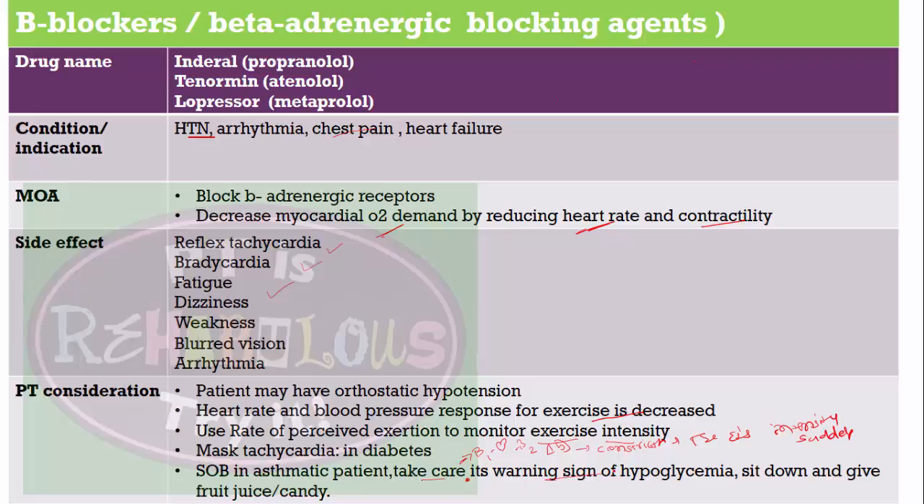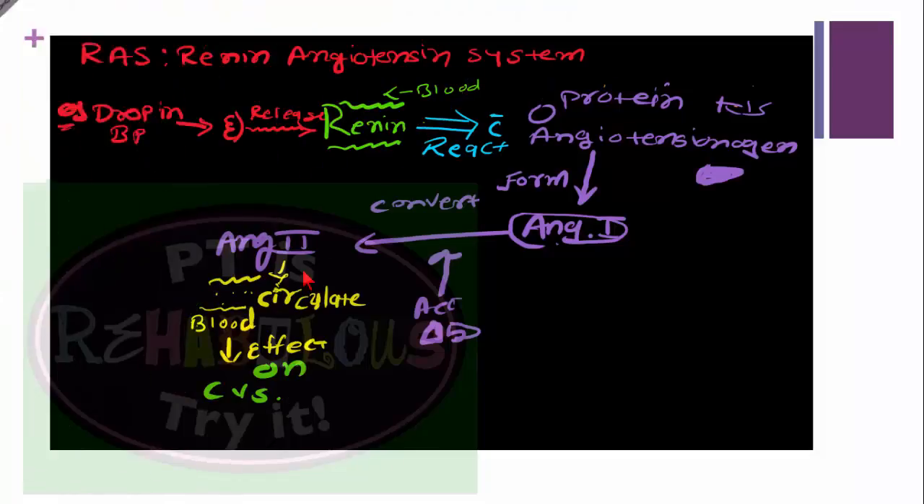These are the warning signs for hypoglycemia, like masking the diabetes, masking the tachycardia. So sit down, give fruit juice or candy, and if it worsens, notify their physician and tell them to contact their physician immediately.